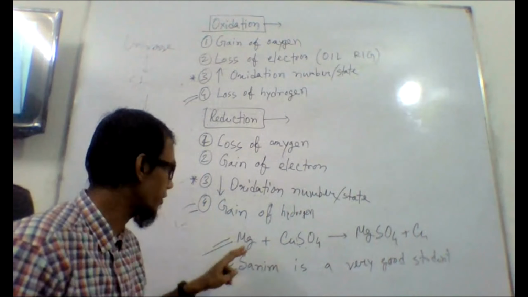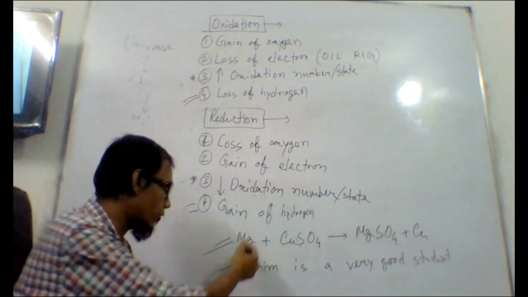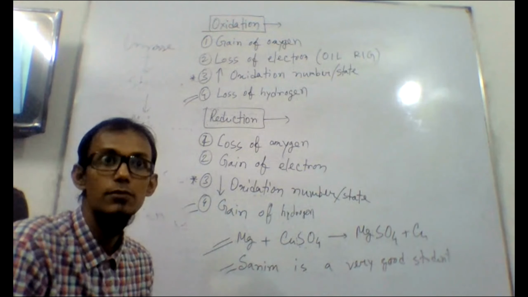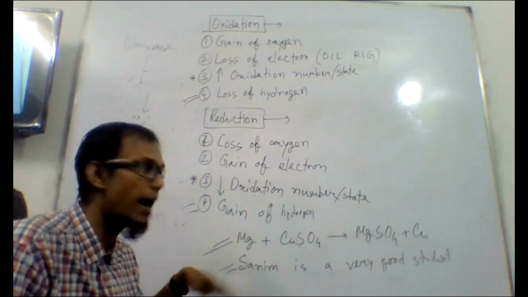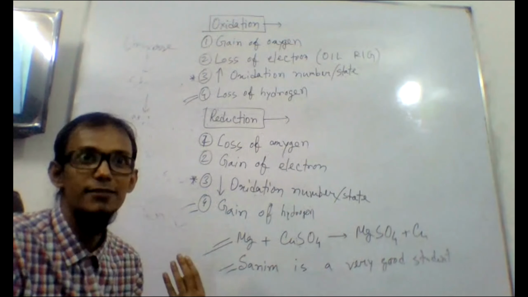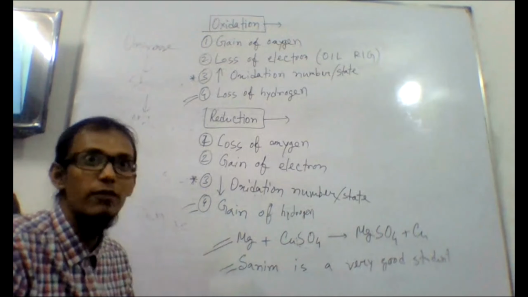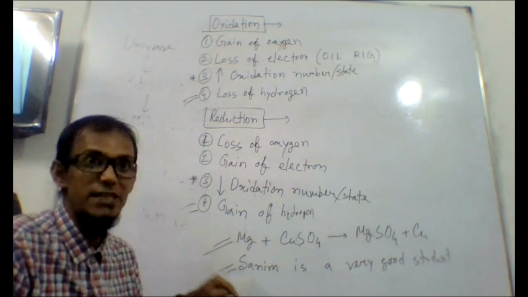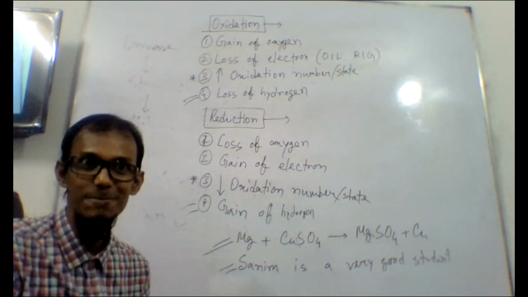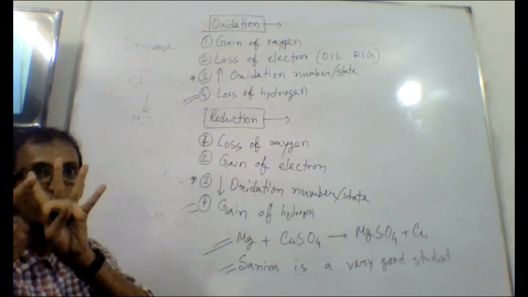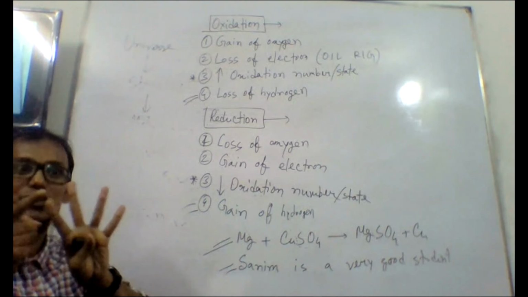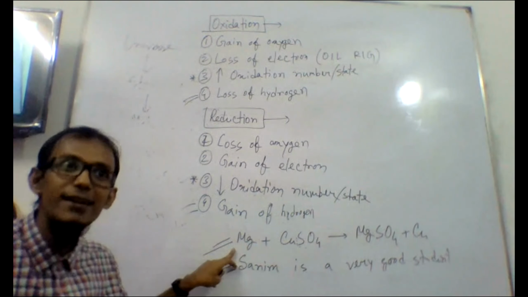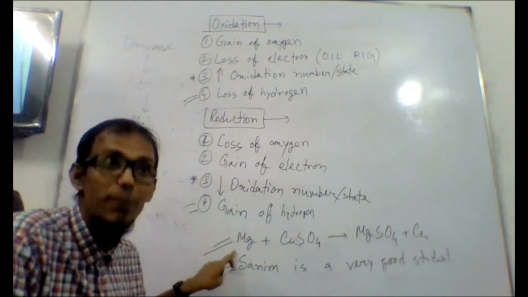Now if I ask you what is magnesium, tell me more regarding magnesium. We have already learned it's a metal. More specifically, it's a giant metallic structure. We have discussed 4 types of structure: giant metal, giant ionic, giant covalent, simple covalent. Now magnesium, what is that? Giant metallic.